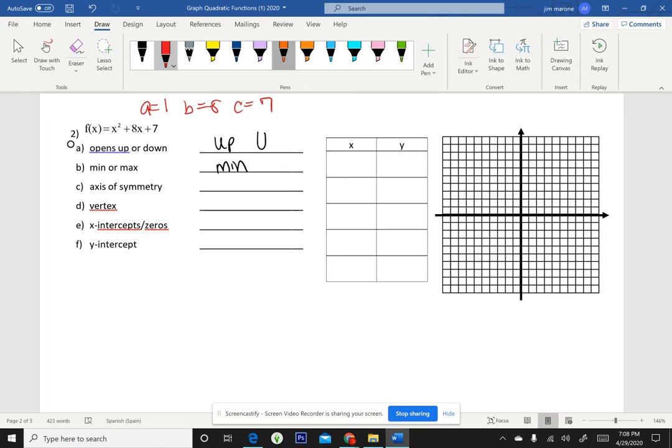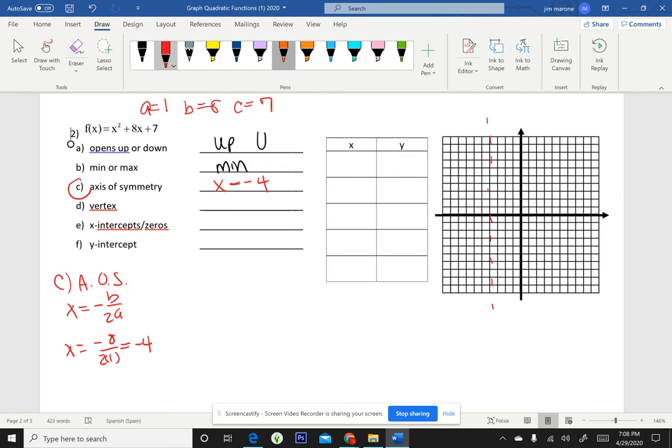The axis of symmetry now. So I'm going to do part C. The axis of symmetry is x is equal to negative b over 2a. If x is negative b over 2a, then x is negative 8 over 2 times 1, which is negative 4. So the axis of symmetry is x equals negative 4. And what I didn't do in the last one, which I usually do, is once I find things, I write them down. So x is negative 4.